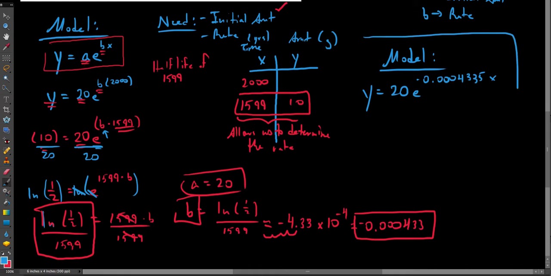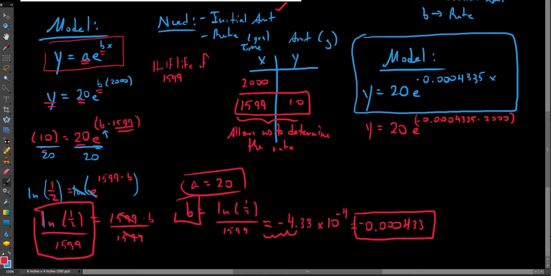So now that we have written this model, the neat thing here is we can just go ahead and start using our model. So for our first question, we said, okay, well, how much would be left after about 2,000 years? We would say, well, then our model would predict that it would be 20 times e to the negative 0.00043335 times 2,000. I'm going to wrap that up in parentheses here.